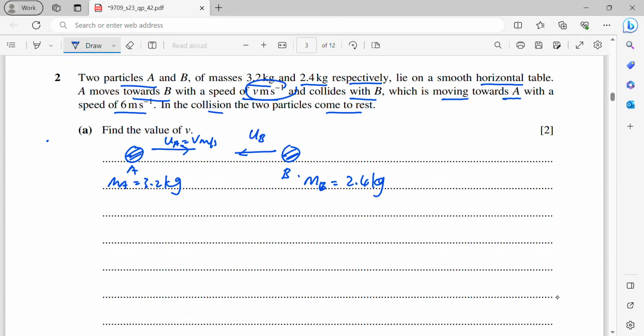So here I will write uB equals minus 6, because I treat the motion to the right side as positive. But then when I draw my label here, I shouldn't label minus 6 because the arrow is already shown. So I will write 6 here. Then after the collision, both stop, not moving anymore. So vA equals vB equals 0. This is the A and here is the B. Alright, so based on this, if you need to get the v, it means that we need to refer to the conservation of linear momentum.